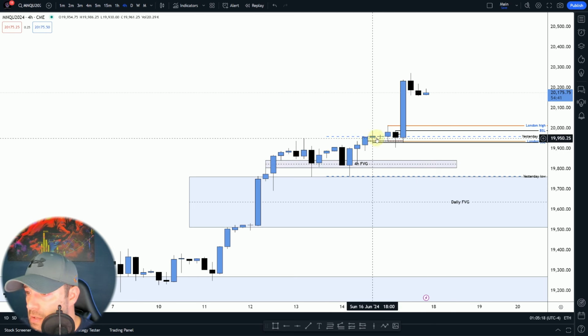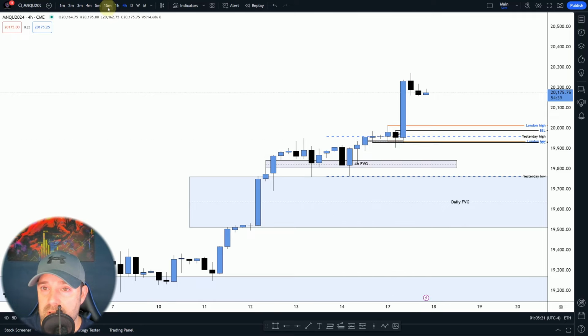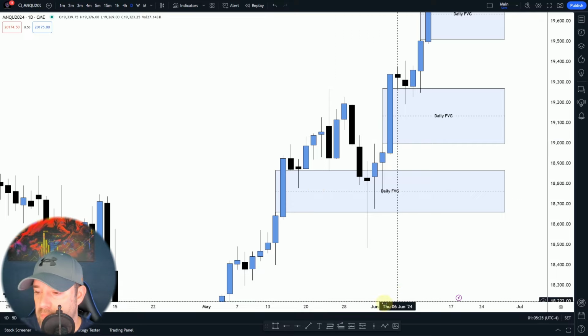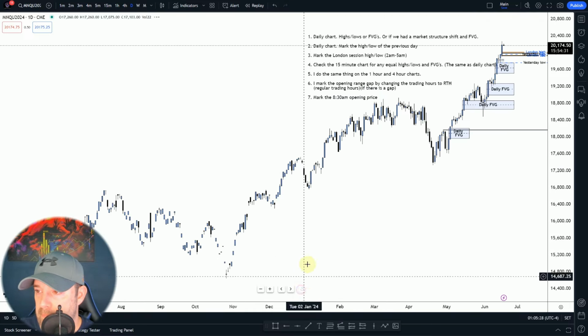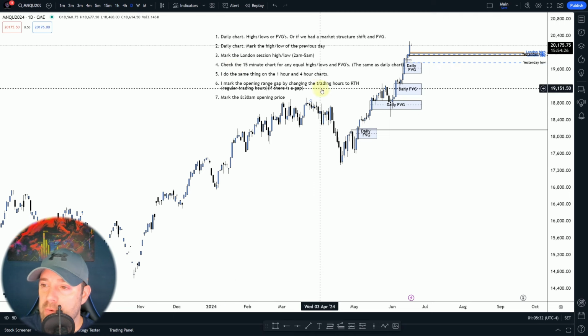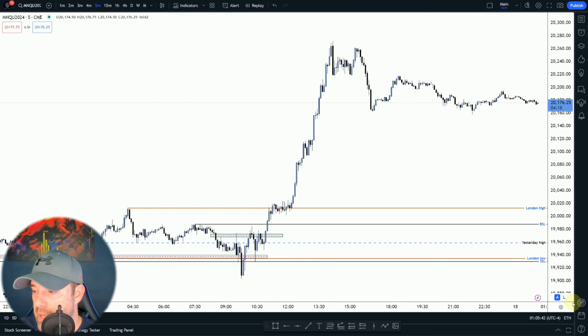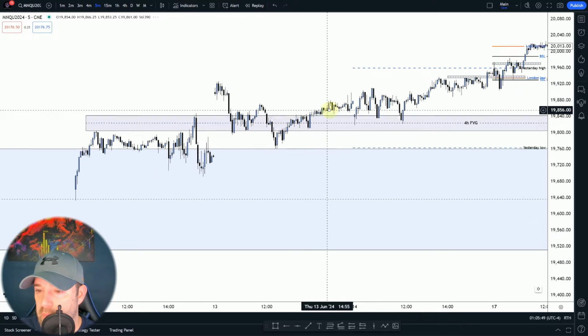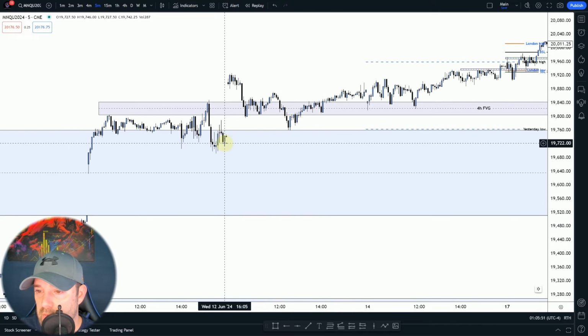And then from here, there's not much else. Okay, so let's go back to the daily chart and see what else we have to look at. Okay, from there, I marked the opening range gap by changing the trading hours to regular trading hours. I go to the 5-minute chart and basically switch here from electronic trading hours to regular trading hours.